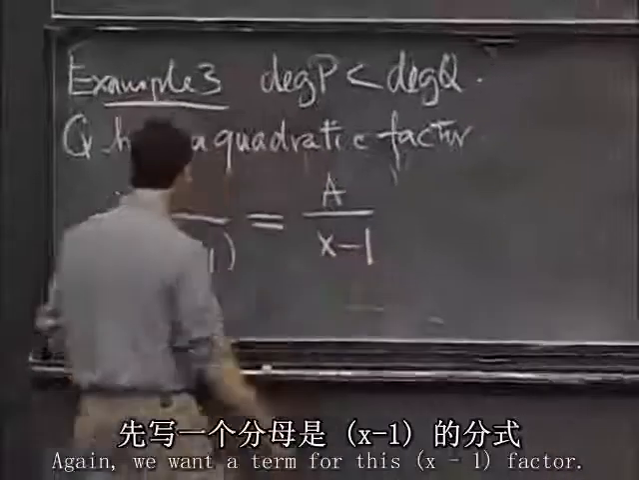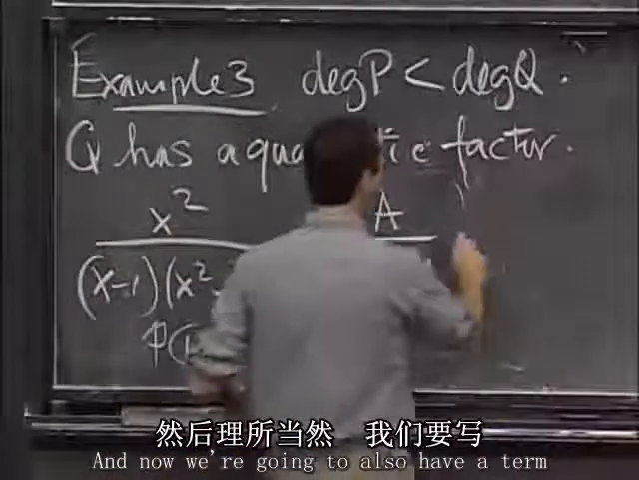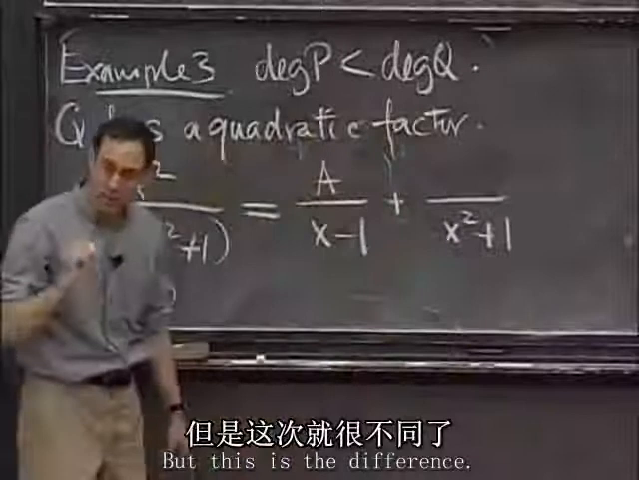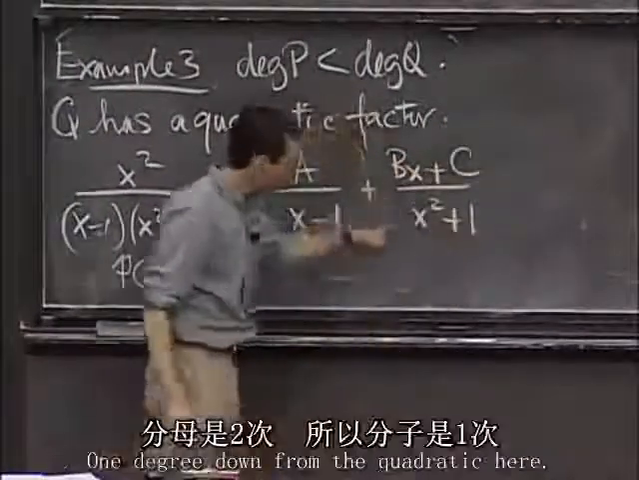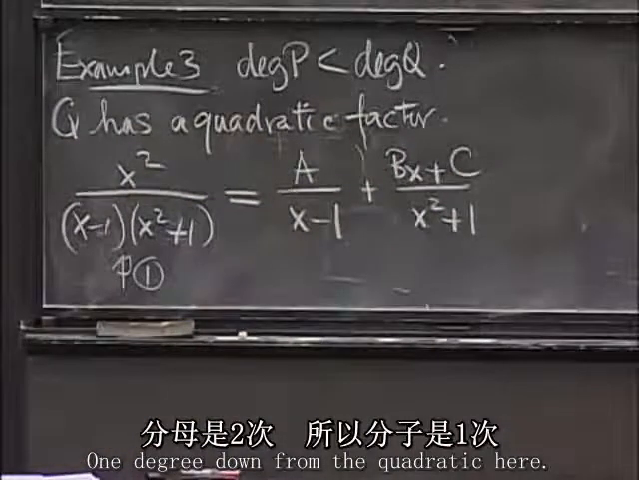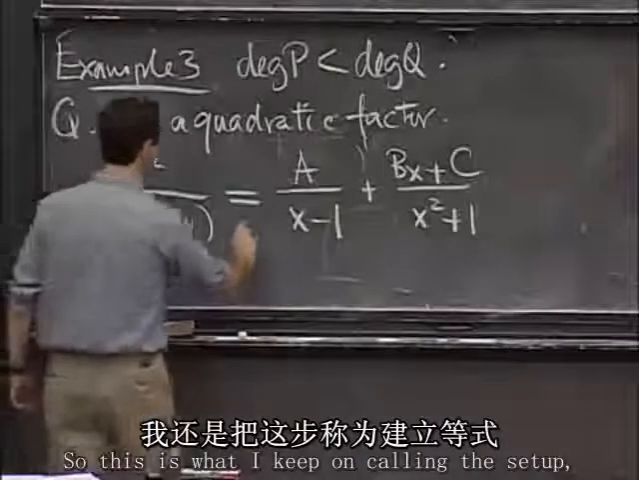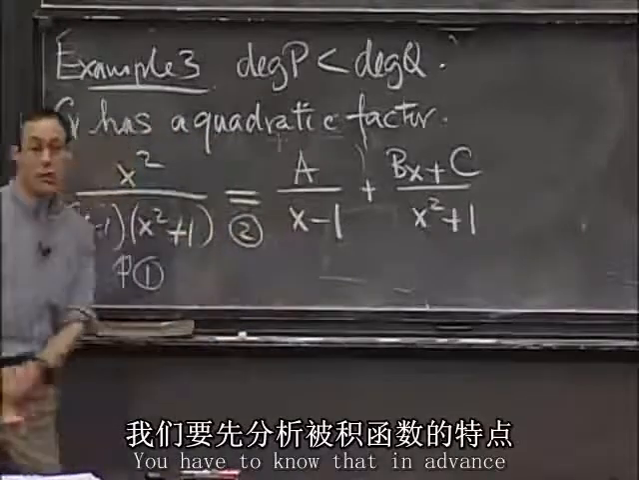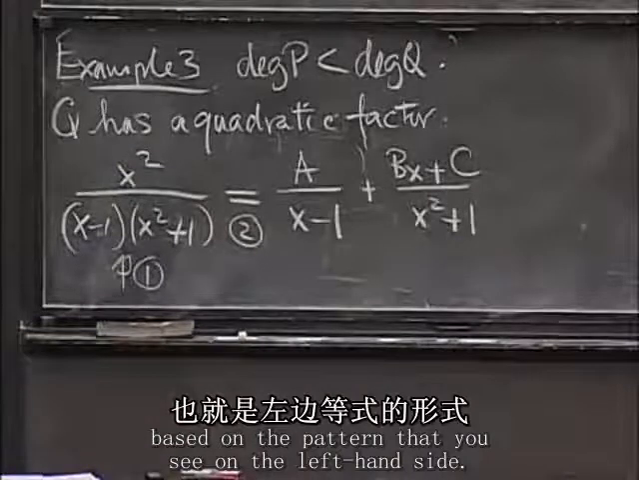OK. So here's the setup with this one. Again, we want a term for this x minus 1 factor. And now we're going to also have a term with the denominator x squared plus 1. But this is the difference. It's now going to be a first-degree polynomial, 1 degree down from the quadratic here. Right, so this is what I keep on calling the setup. This is number 2. You have to know that in advance based on the pattern that you see on the left-hand side. Yes?